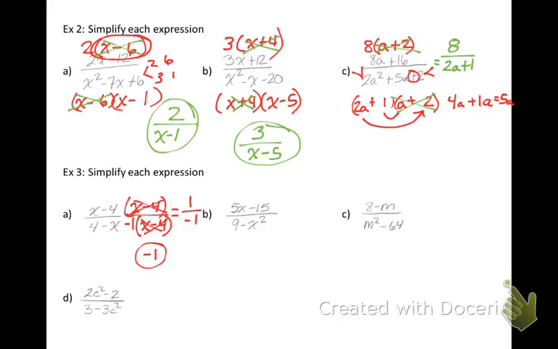Okay. B. What can I take out of the top and the bottom? 5. X minus 3 would be inside. Okay. Now I have to switch the bottom because it's not in its perfect order, so I'm going to make it -1 on the outside. So now it's x squared minus 9.